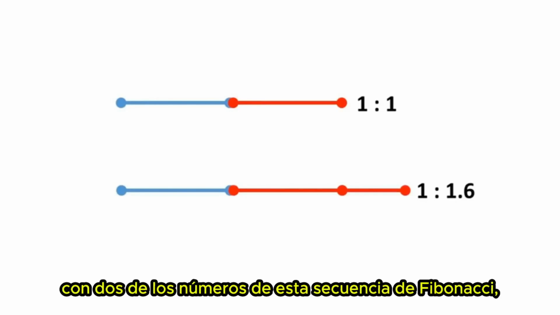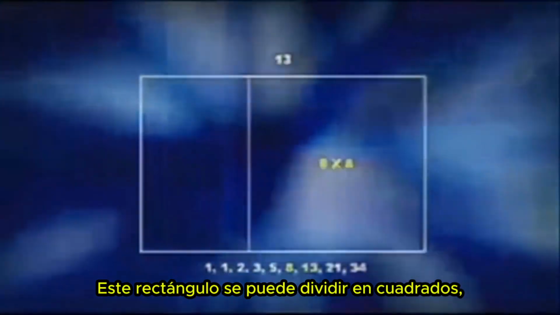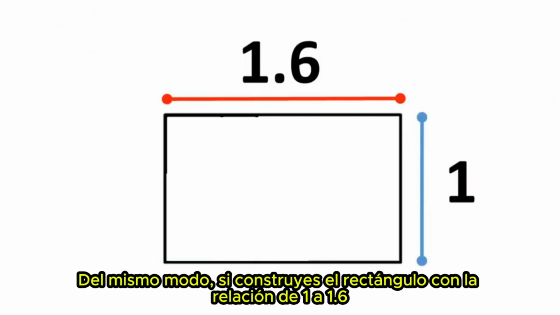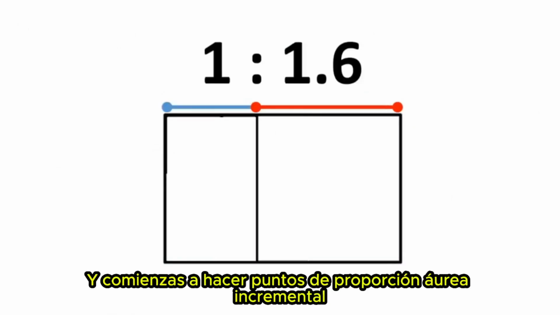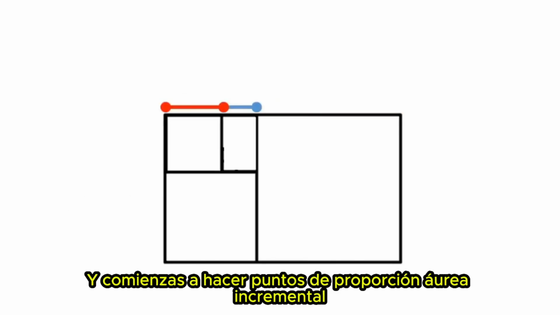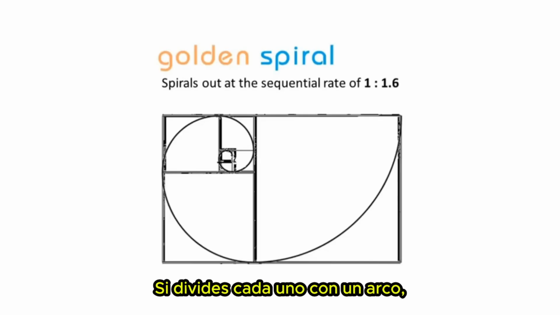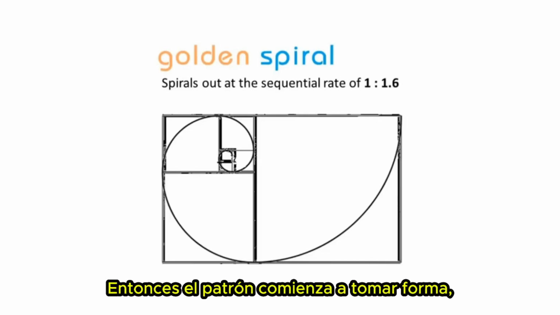Any rectangle with any two of the numbers of this Fibonacci sequence forms what is known as the golden rectangle, a perfect rectangle. This rectangle can be broken down into squares, the size of the next Fibonacci numbers. Similarly, if you construct the rectangle with the 1 to 1.6 ratio and begin to make incremental golden ratio points within that, you end up with the same results as the Fibonacci sequence. If you divide each with an arc, then the pattern begins to take shape.